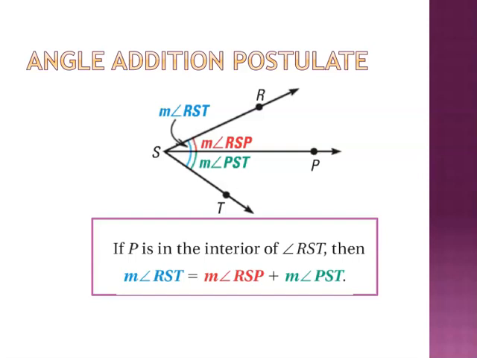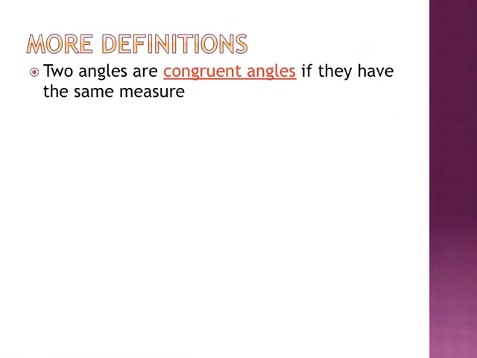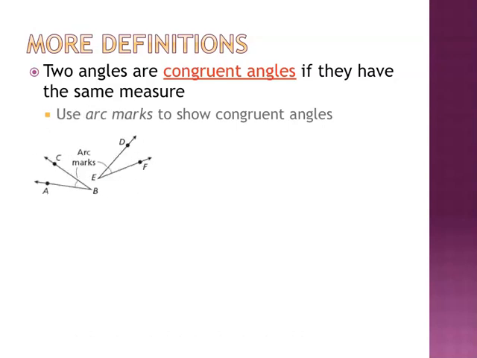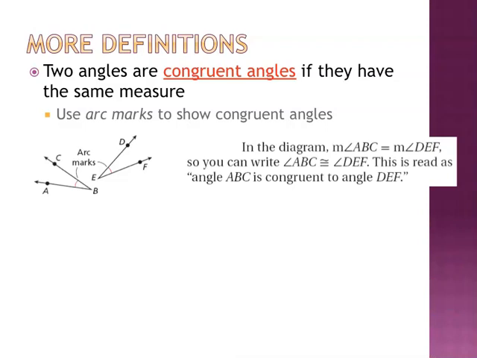All right, a couple more definitions we'll go over. We say that two angles are congruent angles if they have the same measure. We talked a little bit about this before, but now that we've talked more fully about angles, we'll go over this again. We use arc marks to show that angles are congruent to each other. So for example, here, these two angles are congruent to each other. In red there, we've drawn in arc marks. So we would say in the diagram, the measure of angle ABC equals the measure of angle DEF. So you can write that angle ABC is congruent to angle DEF.